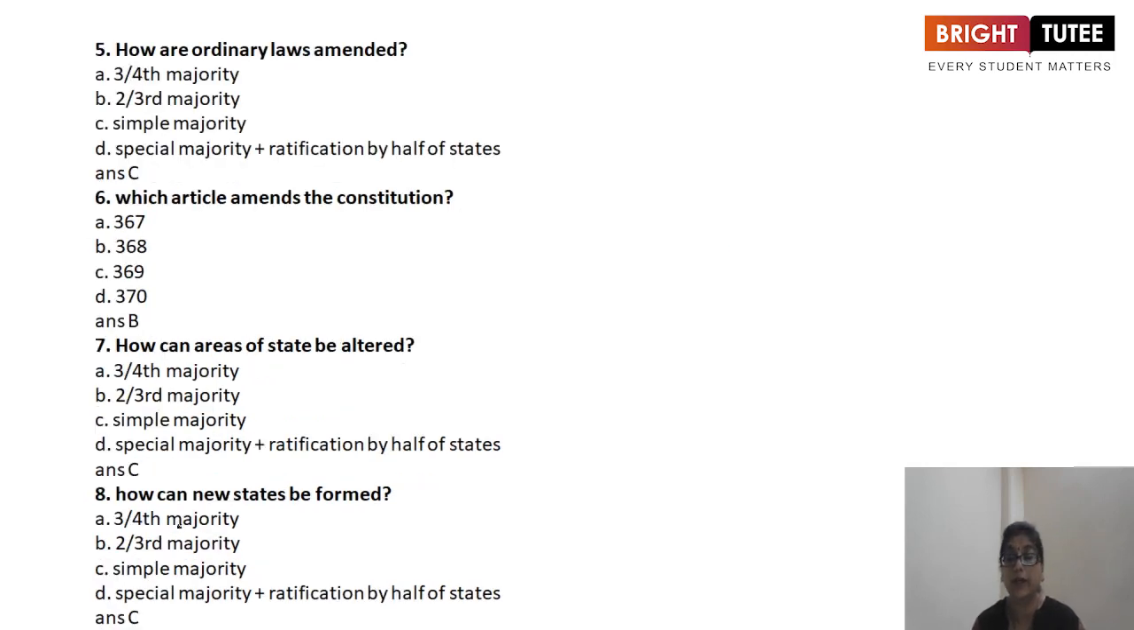Now, how are ordinary laws amended? And the answer is C, that is by simple majority. Which article amends the constitution? Article 368. How can areas of states be altered? That is by simple majority. And how can new states be formed? That is also by simple majority.